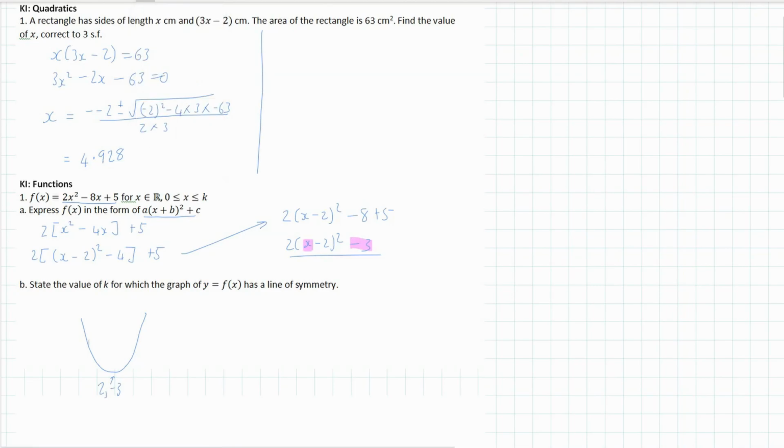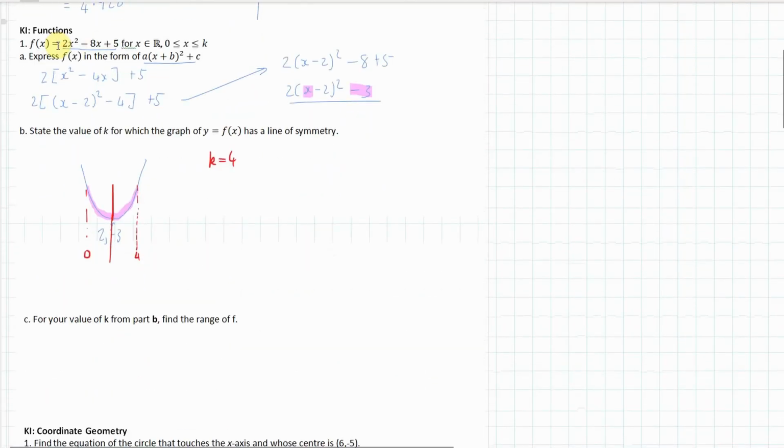So coming along from x equals 0 all the way to k, and we want a line of symmetry. So if we want a line of symmetry, we want to come across the other side. So you can see if this is 0 here, and we want a line of symmetry which runs through here. Obviously we want to go to 4 on the other side, I think. So I'll say k equals 4.